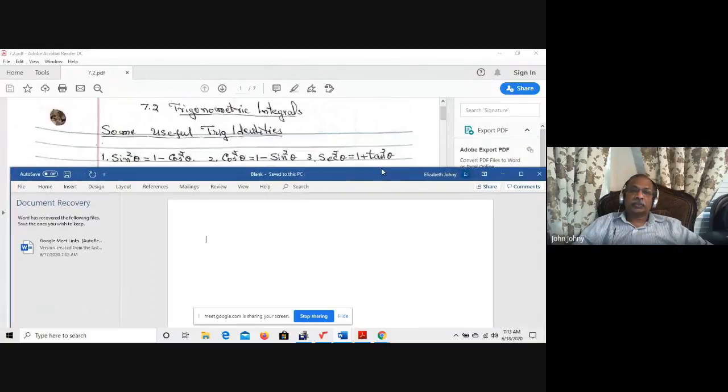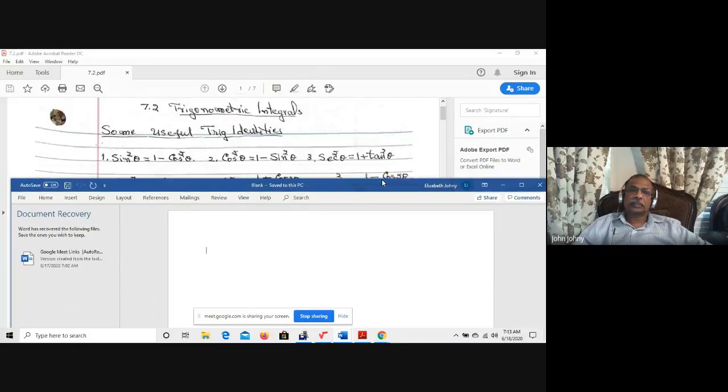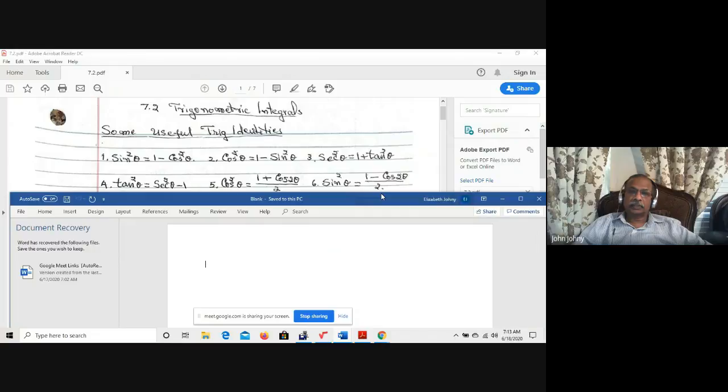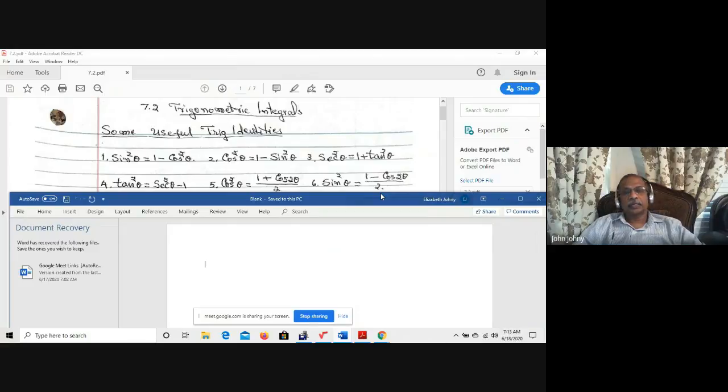First one is sine square theta is equal to 1 minus cos square theta. Second is cos square theta is equal to 1 minus sine square theta. Third one is secant square theta is equal to 1 plus tan square theta. Fourth is tan square theta is secant square theta minus 1. These four are known by the name Pythagorean identities.